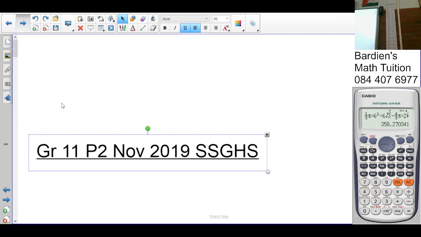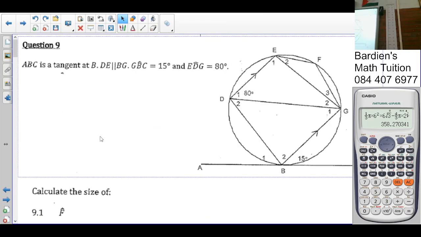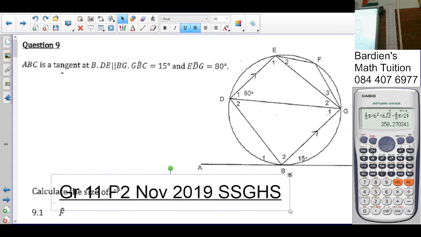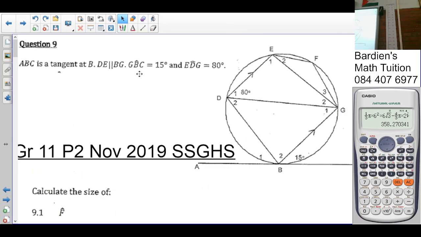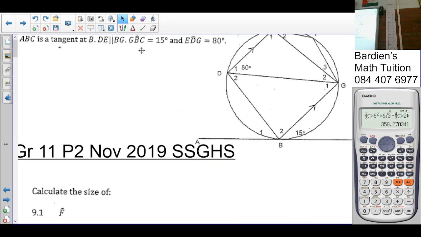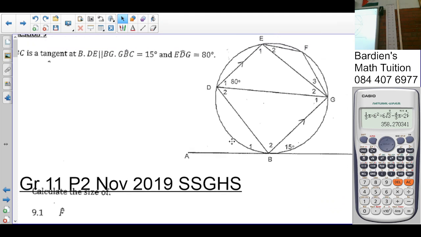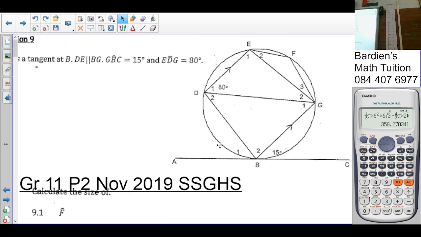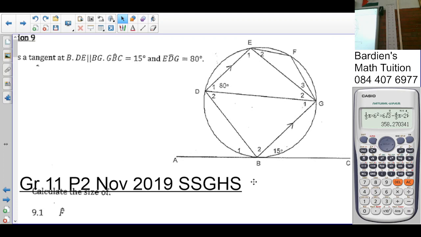Let's go to the next paper, next question, question 9. We are told that ABC is a tangent. So if ABC is a tangent, what do we know? We know that this angle here is equal to that angle. Why? Tan chord theorem, as well as B1 is equal to G1 and so on.